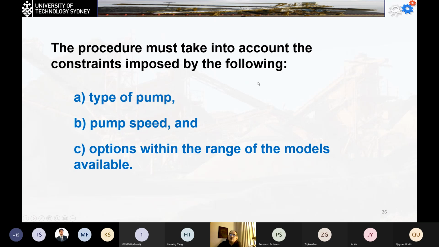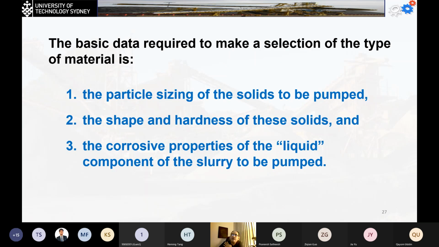The procedure must take into account the constraints imposed by the following: the type of pump we are using, what the pump speed will be, and what options are available within the range of models. The basic data required to select the type of material for the pumps is the particle sizing of the solids to be pumped, the shape and hardness of the solids, and the corrosive properties of the liquid components of the slurry to be pumped.